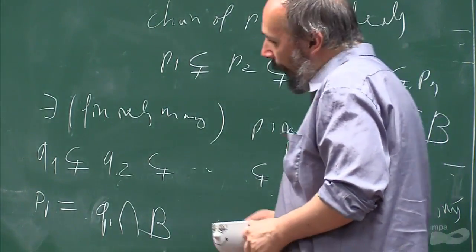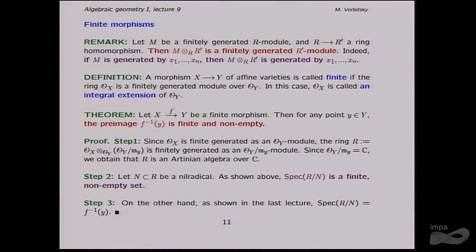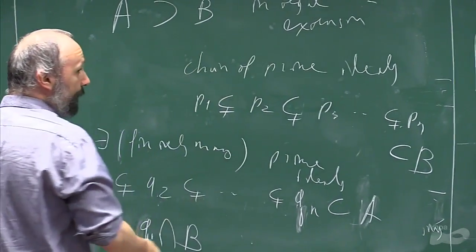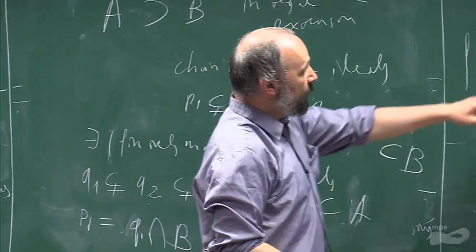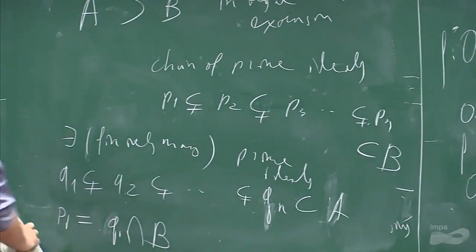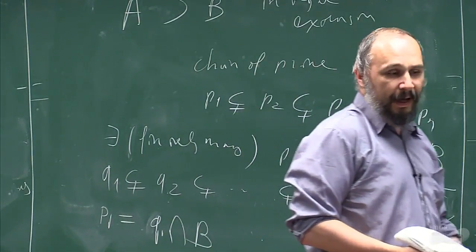How can you interpret it? Well, you can think of, for instance, Pi as subvarieties, and Qi as subvarieties. And this means that if you have a chain of subvarieties, which are distinct, this chain is lifted to a chain of subvarieties from Y to X. And this gives nice things.